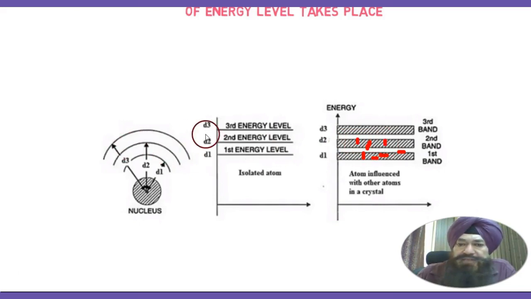Likewise, D3 may have any energy between this region. So this is the broadening of D1, D2, D3. Why does it happen? When you bring the atoms close together, interactions take place. So that's why.